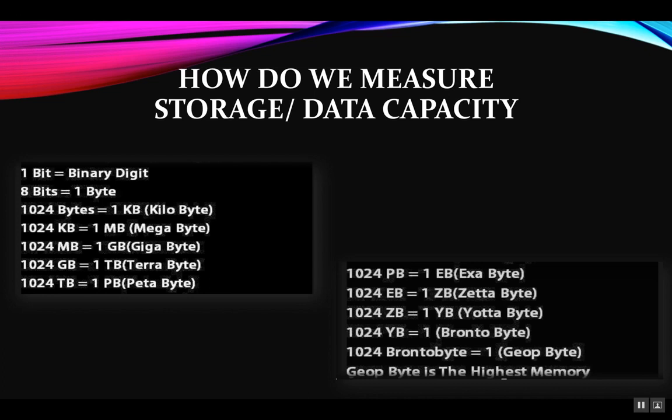Then comes 1 gigabyte, 1 terabyte, petabyte, exabyte, zettabyte, yottabyte, prontobyte, and finally 1024 brotabytes are equal to 1 geobyte, which is the highest memory capacity measure that we know about till date. Though we can have many more going forth as the amount of data is increasing.